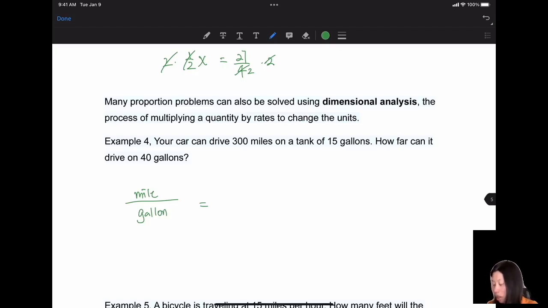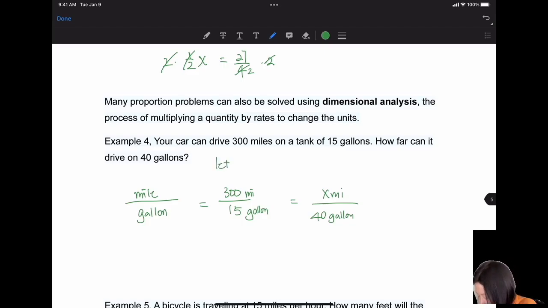So for my car, I know that my car can drive 300 miles per 15 gallons. So that's equivalent to what? 40 gallons and x miles. We can introduce the variable x as, let x be the mileage my car drives on 40 gallons.